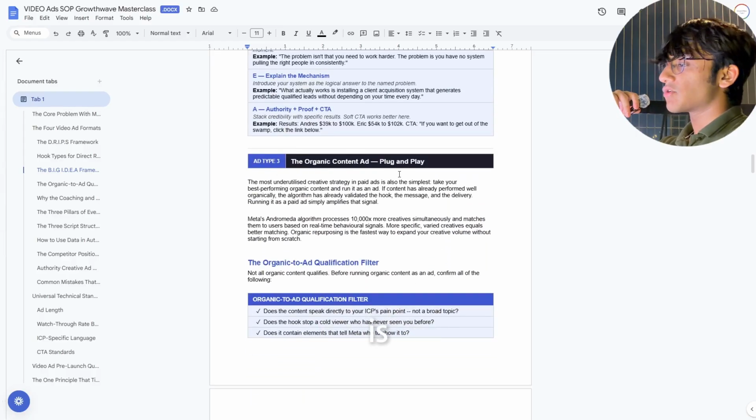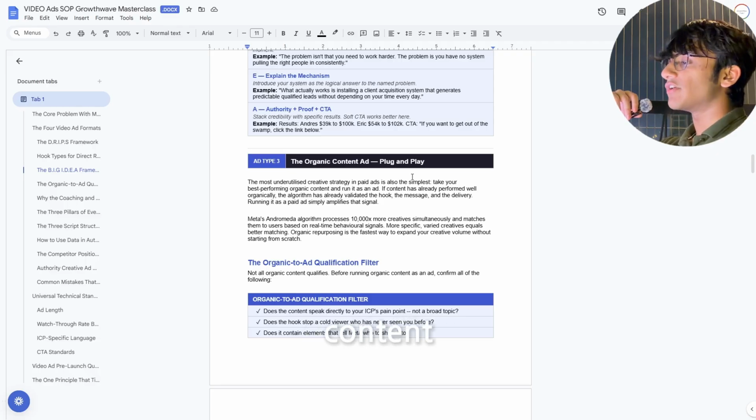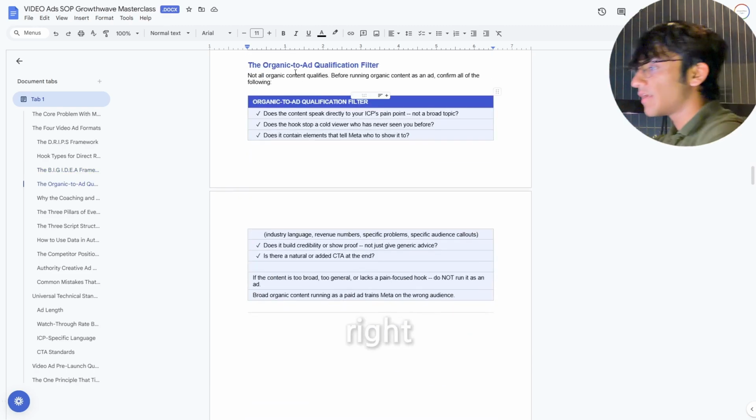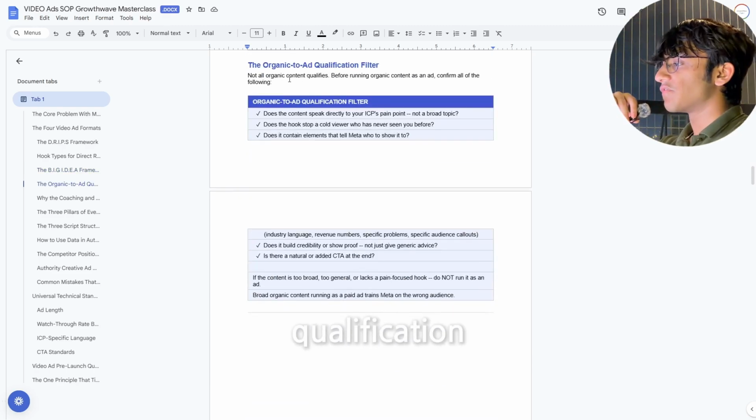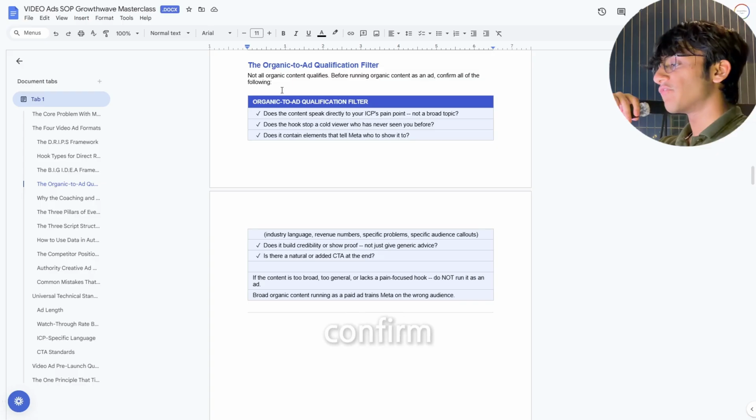Now the third ad type is organic content. This is one of the best. I love these kinds of ads, and I want to show you the companies that actually use organic content in the right way and plug and play it into ads to get a very good ROI, right? So, the organic to ad qualification filter. Not all organic content qualifies, but before running organic content as an ad, confirm all of the following. All right, you want to confirm these things.